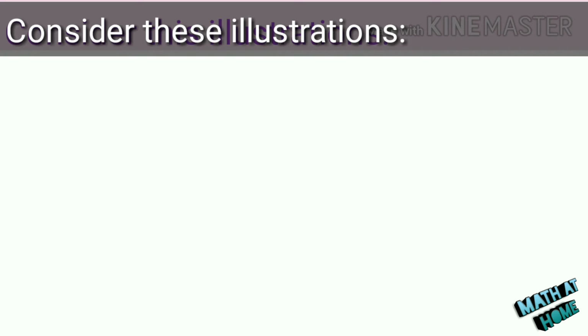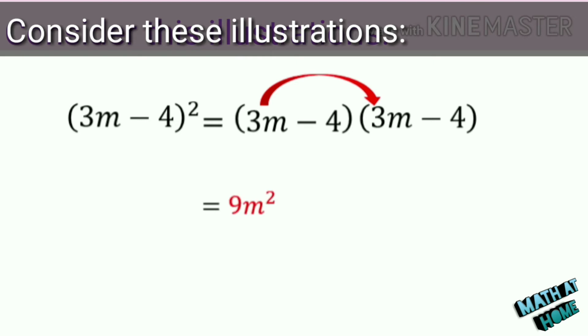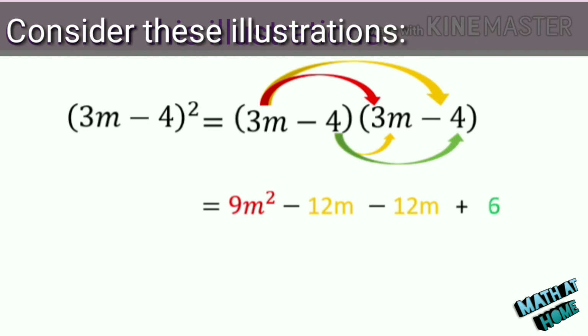Second example is a square of a binomial, 3m minus 4, equals 3m minus 4 multiplied by itself. Using the distributive property and the FOIL method, we multiply the first terms, 3m times 3m, which is 9m squared. Then the outer terms, 3m times negative 4, is negative 12m. Then the inner terms, negative 4 times 3m, is negative 12m. Then negative 4 times negative 4 is positive 16, because negative times negative is positive.